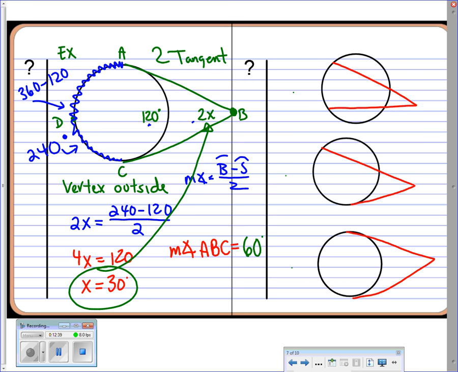So that's pretty much the cases that we've looked at. They're all the exact same kind of relationship where you have a vertex outside and the angle that we're looking at cuts two arcs. There's the first group, there's the second group, and there's the third group, two tangents. Now, interesting enough, in the other ones, the separate arcs don't necessarily add up to 180 or 360, but in the two tangent ones, these two arcs always add up to 360 degrees.